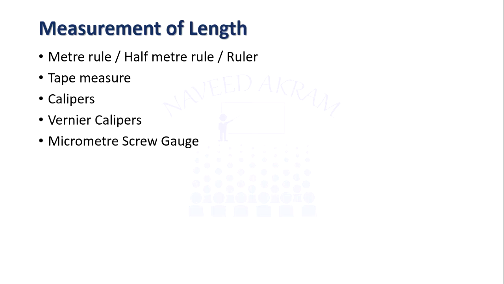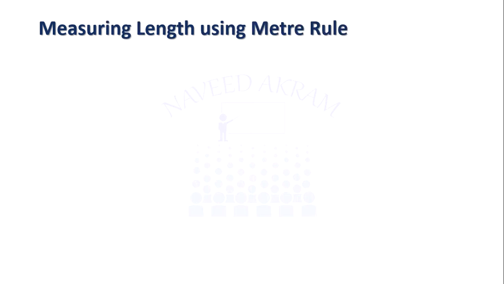Second one is the tape measure, then the calipers, Vernier calipers and Micrometre Screw Gauge. So let's start measuring length using meter rule. Meter rule का जो least count होता है वो 1 millimeter और 0.1 centimeter होता है.